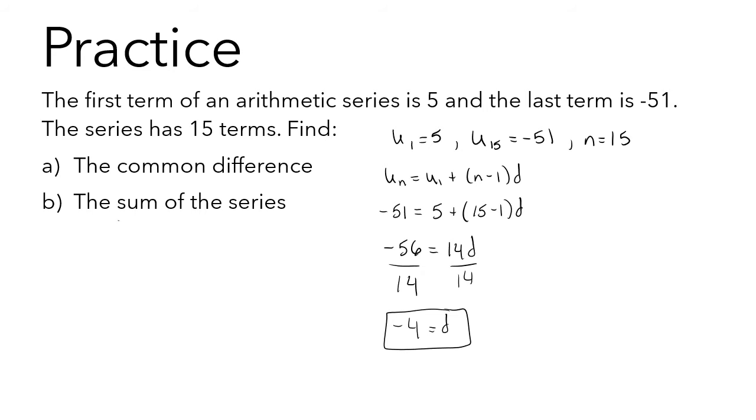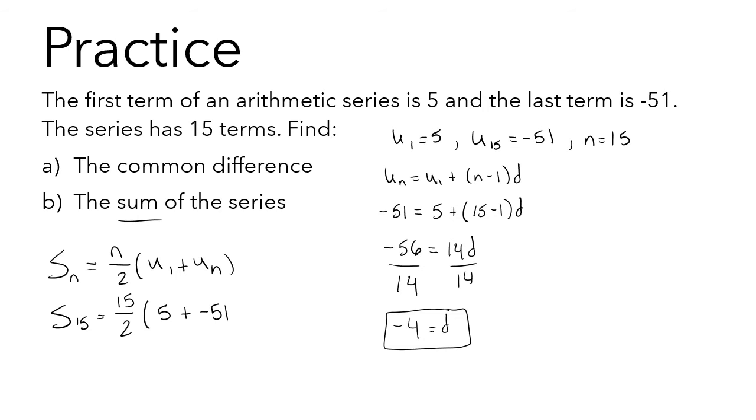Now let's find the sum of the series, and we'll use the formula we just figured out. So we write Sn for sum: the number of terms divided by 2 times the first term plus the last term. So Sn, well, there's 15 terms, equals 15 divided by 2 times the first term, which is 5, plus the last term, which is negative 51. This is going to give us negative 345.